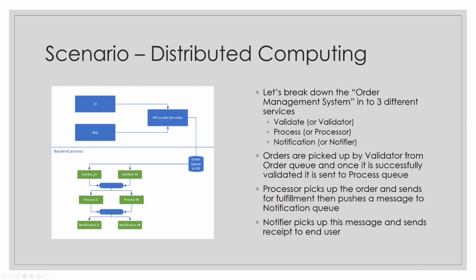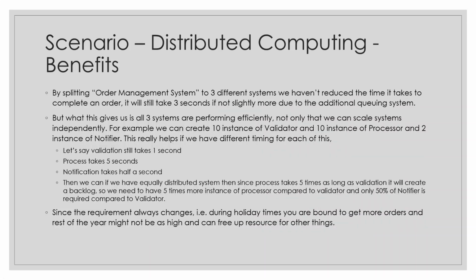So we can scale this independently. Say for example, if your validation takes 1 second, and your processing takes 5 seconds, then you can have more of these and fewer of these. So you can scale things independently according to your individual specifications. So that's where distributed computing plays really well. Okay, so let's look at the benefits now.